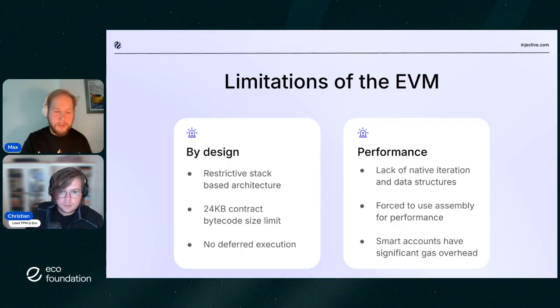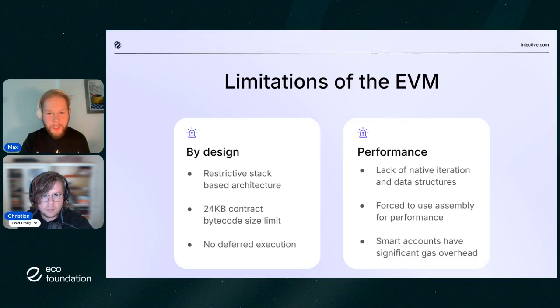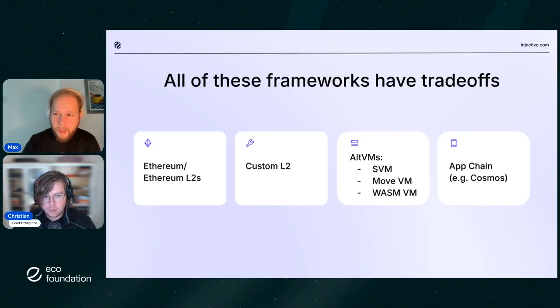There's no deferred execution, so you have to run contracts externally. There are performance penalties based on how the data is represented in memory. You're forced to use assembly if you want to optimize your code, which is not safe, so you have to balance between optimization and safety. And the last thing is that, for example, a UX improvement is smart accounts, which allow for gasless transactions, but the problem is that it has a lot of overhead. So this is the king of the hill, but still there are a lot of limitations that everyone has to work around and deal with.